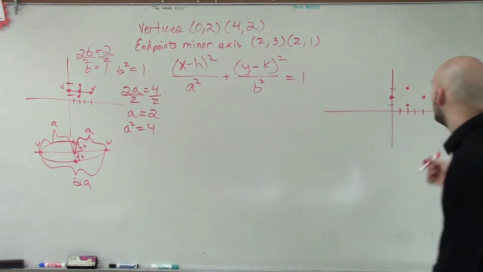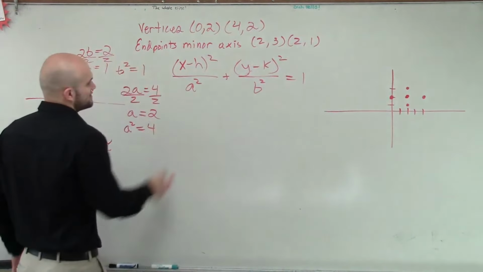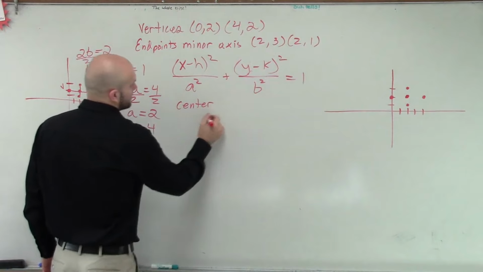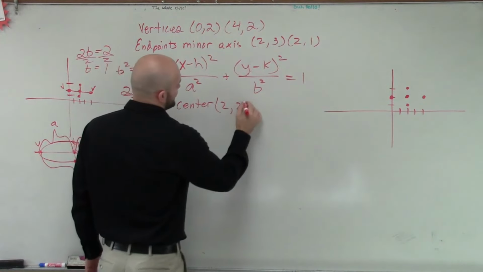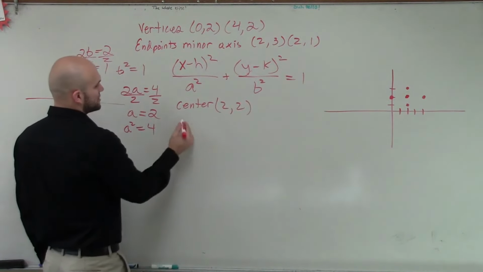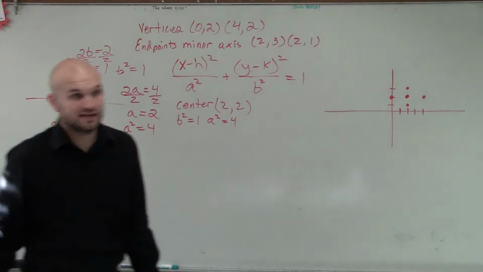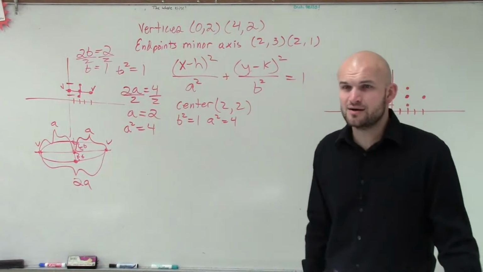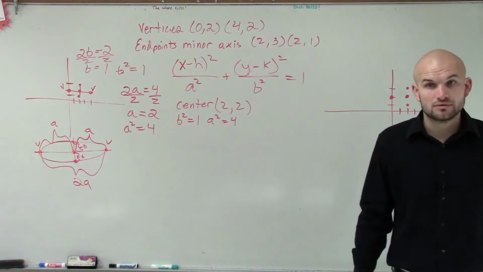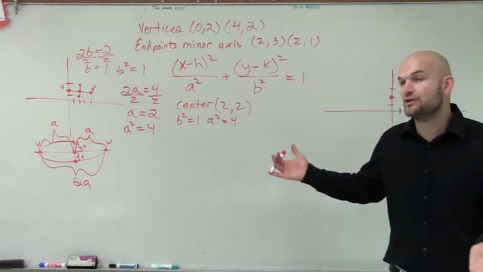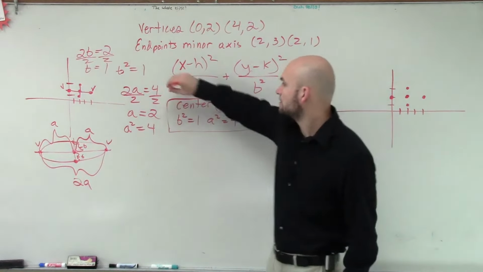So now we have a point for our center. We know b squared is 1, a squared is 4, and our center is at 2 comma 2. Do we need to figure out what c is, where the foci are? They're just asking us to find the standard equation. No. If they ask us what the foci are, then yes, we'd have to figure out what C is. But we already have all the information we need to create a formula.